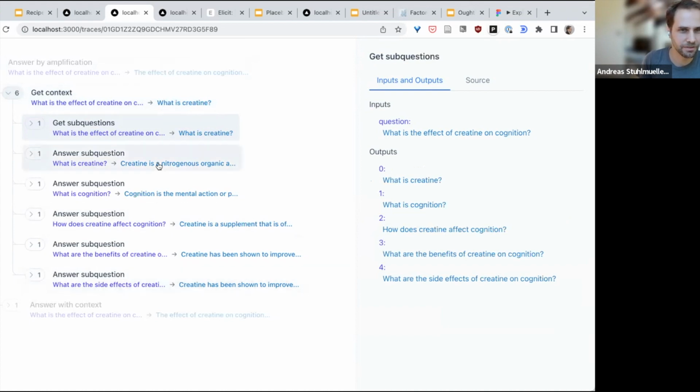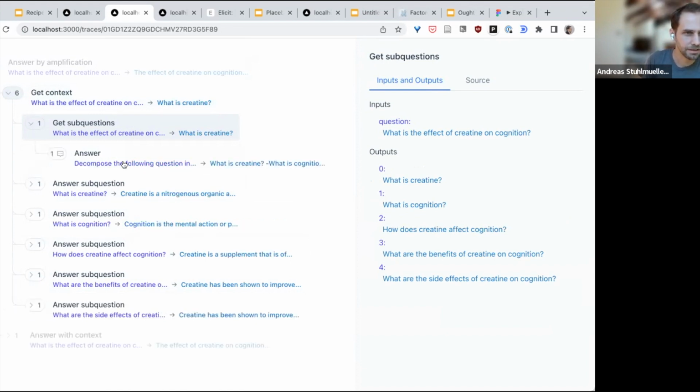In this case, the sub-questions for the question we looked at are things like, what is creatine? What is cognition? I'm not sure how helpful that one is. How does creatine affect cognition? What are the benefits of creatine? What are the side effects of creatine on cognition? And again, we can zoom in on each of the nodes.